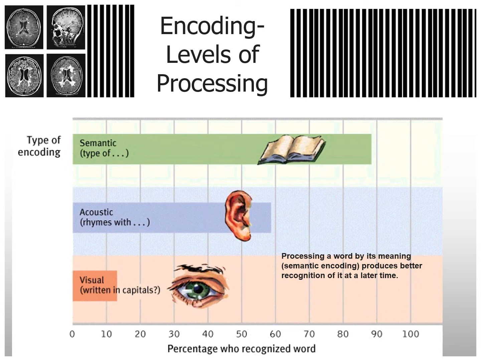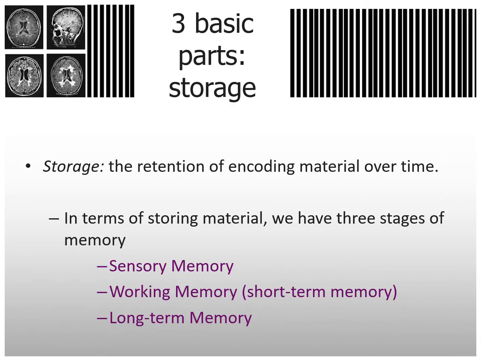So processing a word by its meaning, semantic encoding, produces better recognition of it at a later time. If you understand what something actually means, then you're going to remember that word later on. That's why we always say put personal meanings to things when you study stuff, because if you can understand something, take ownership of it, you're going to be more likely to remember it.